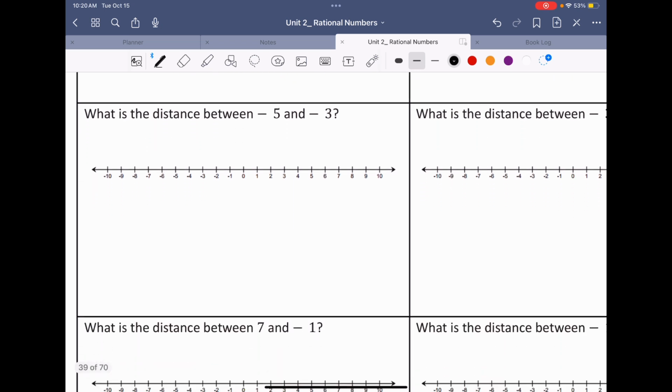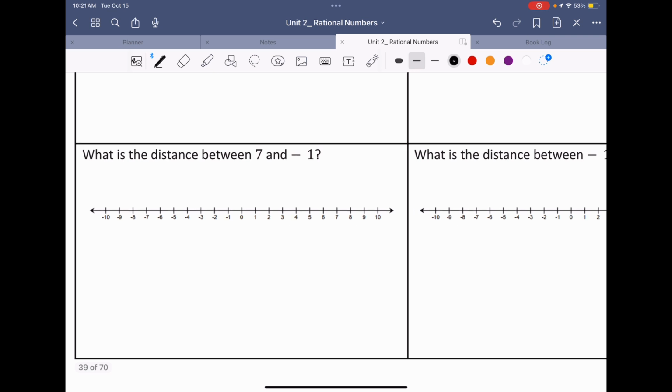I'm going to do that again for -5 and -3. So from 0 to -3 and 0 to -5. Between those two numbers, there are 2 units. And last one, 7 and -1. So I'm going to show 7 and -1. And when I count up, 1, 2, 3, 4, 5, 6, 7, 8, their distance is 8 units. So that's how we'd find it on a number line.